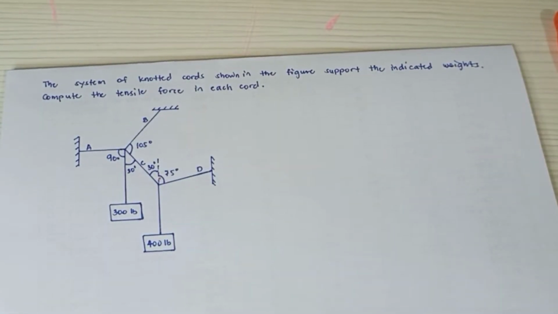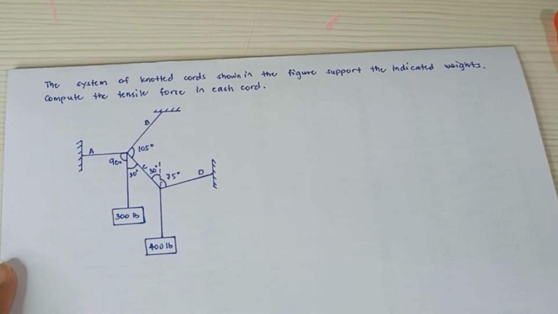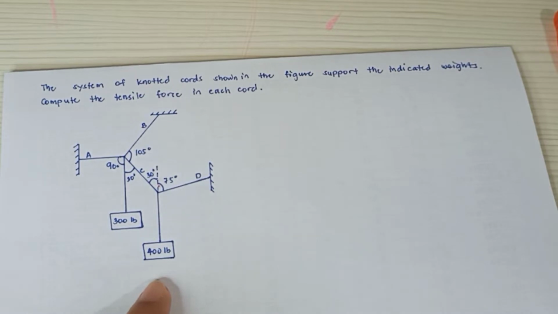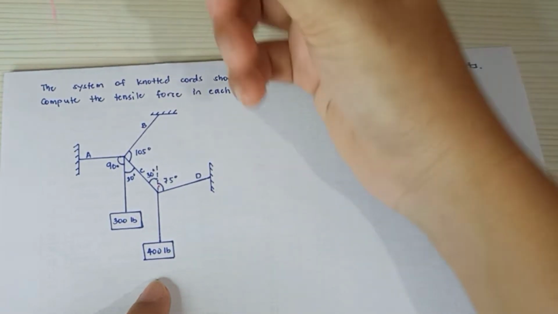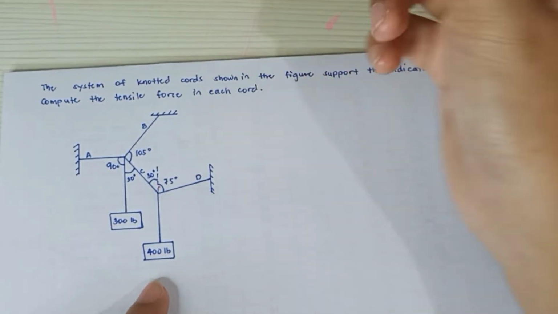Our topic for today is equilibrium of concurrent force systems. So we have a problem here. The system of knotted cords shown in the figure support the indicated weights. We have the 300 and 400. Compute the tensile force in each cord. So we have cords A, B, C, and D.